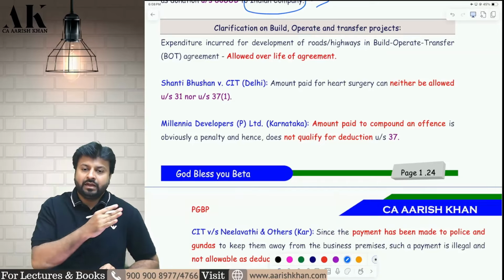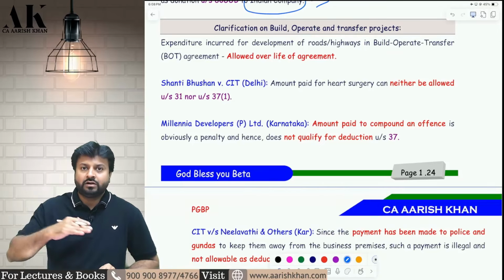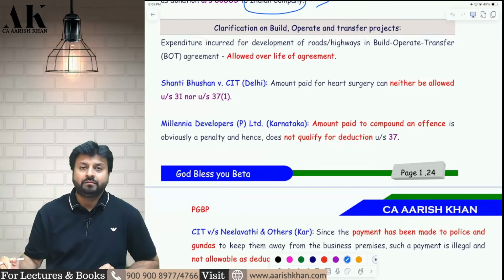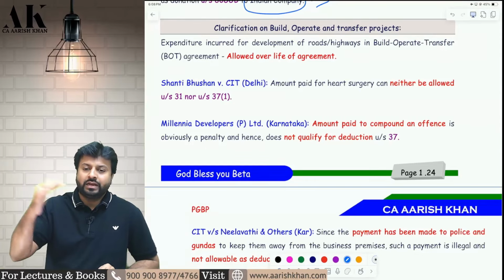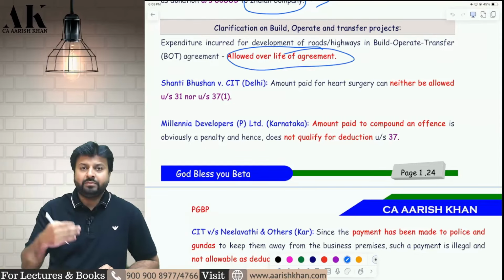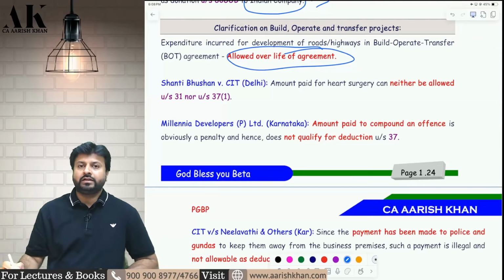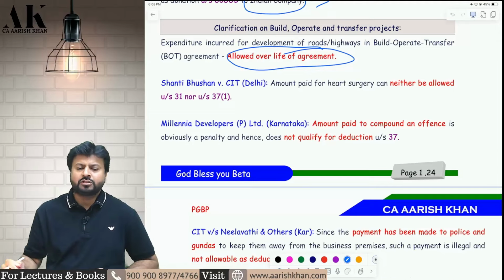So the expenditure will be allowed. Whatever expenses I have incurred on making that road, that highway, that bridge, whatever is the construction cost of that particular project, that will be allowed over the life of the agreement. Okay. If the agreement between the SPV and the government is for 20 years, then the expenditure will be allowed for 20 years. Okay. Next, some small case laws.